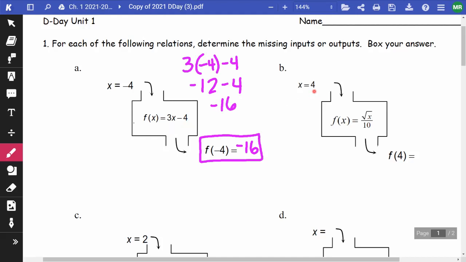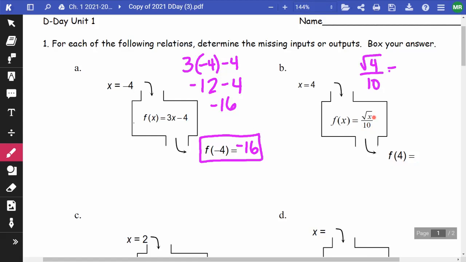On letter B, I'm going to take this 4 and I'm going to input this 4 right here underneath the square root. So it's going to be the square root of 4. Okay, so again, F of 4 is asking us to find the output when our input is a 4. So I'm putting it into this equation right here for X. So I am going to have the square root of 4 over 10.